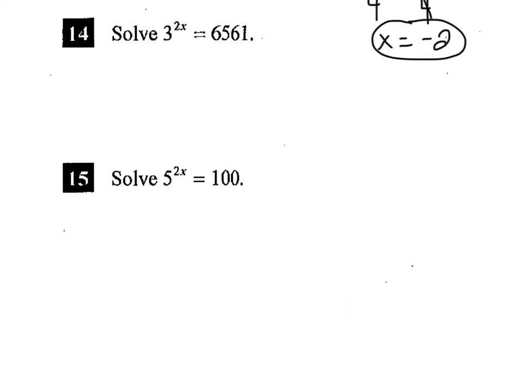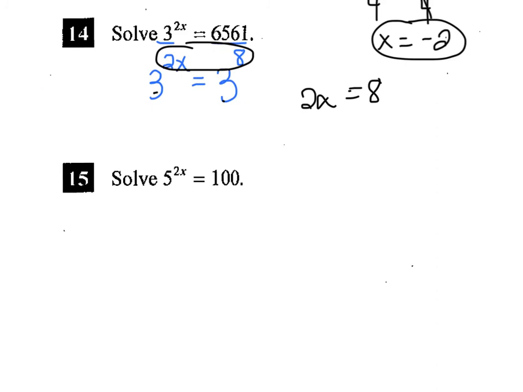On number 14, we have a 3 for a base right here. Let's try writing 6561 with a base 3. We can do that. It's 3 to the 8th. So now that we have the same base, we can set the exponents equal to each other. 2x equals 8. And when we divide by 2, we get x equals 4.